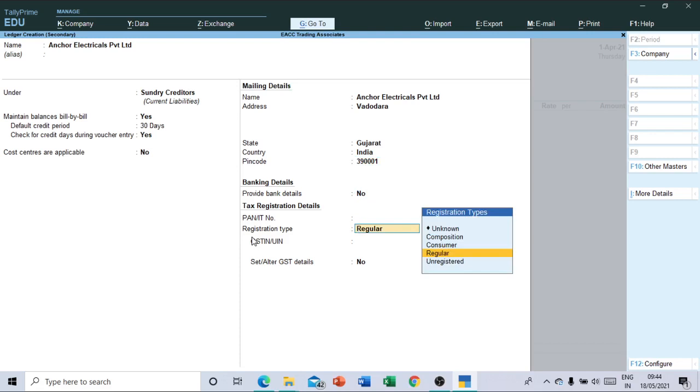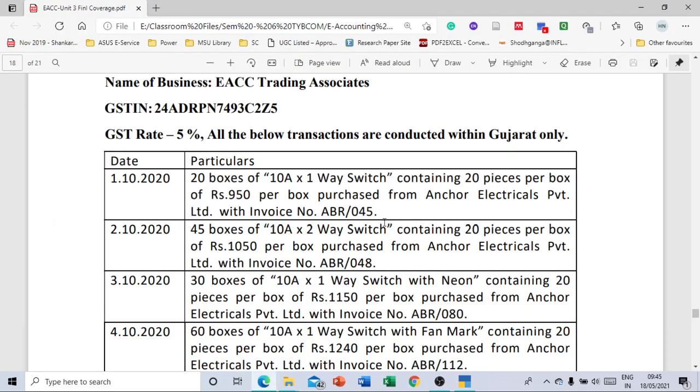This is all, I think, the concept which is already done in the subject of element of indirect taxes, whereby the GST part is also covered as per the syllabus of the element of indirect taxes concerned. And you already know the wording which are showing in the drop-down list. That is registration type. One is a composition, another is a consumer, third is a regular, and unregistered. So I will go for the registered one.